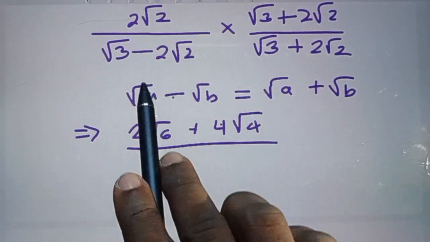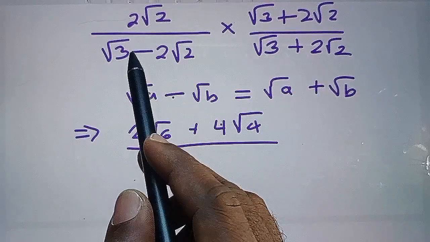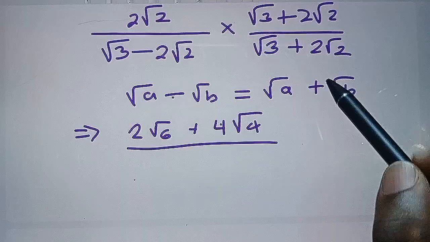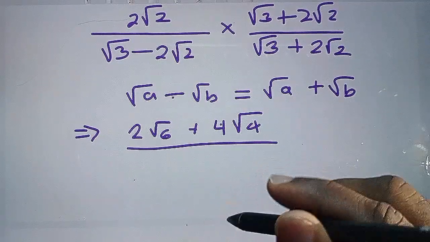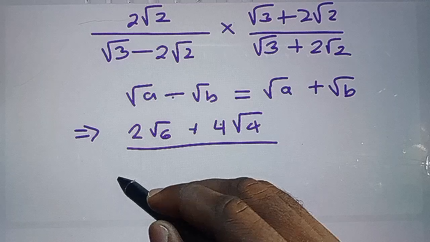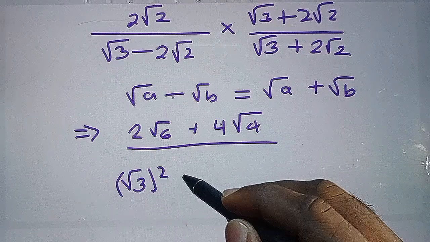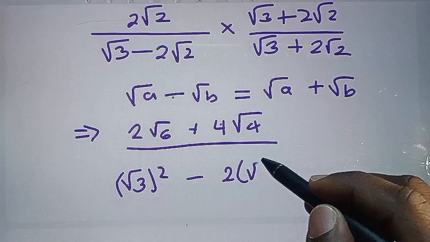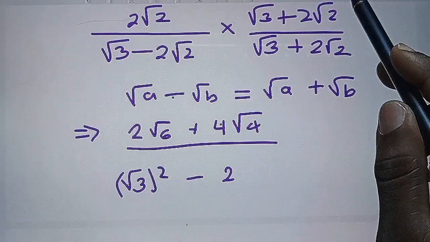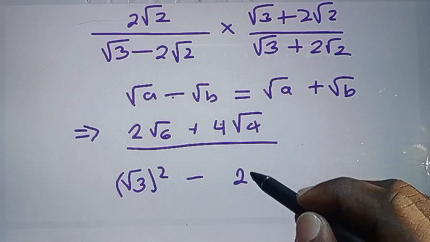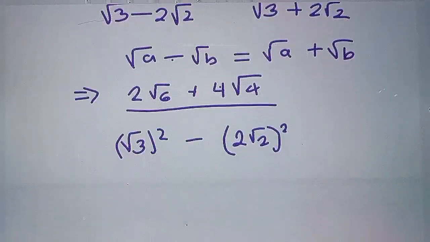by, now this root 3 minus 2 root 2 and root 3 plus 2 root 2. So if you multiply this and this together, we are going to have root 3 squared, okay, then minus 2 root 2 all squared. So where did we find that?